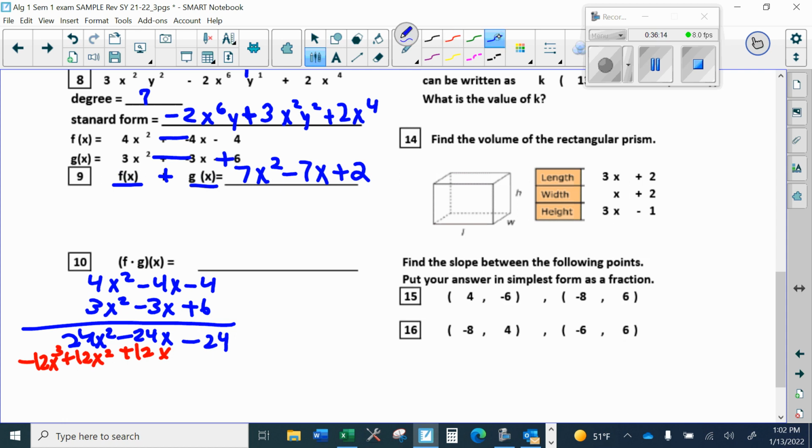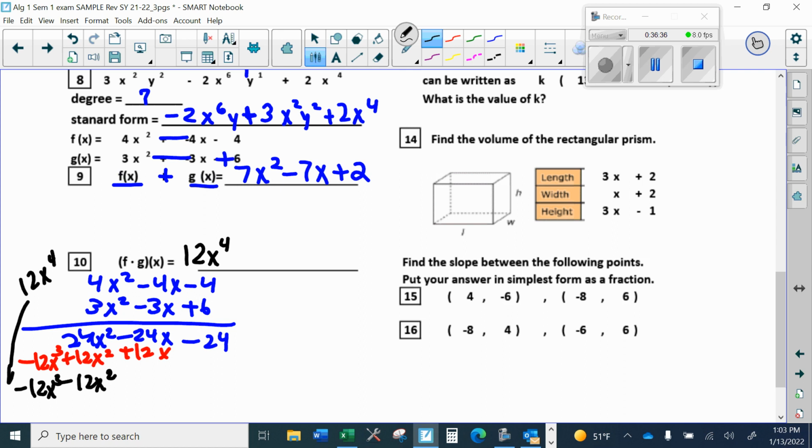And then change the color for the last one. 3 times negative 4 is negative 12x squared. And I have negative 12x cubed. And I have positive 12x to the fourth. I can fit that in there. So I have 12x to the fourth.